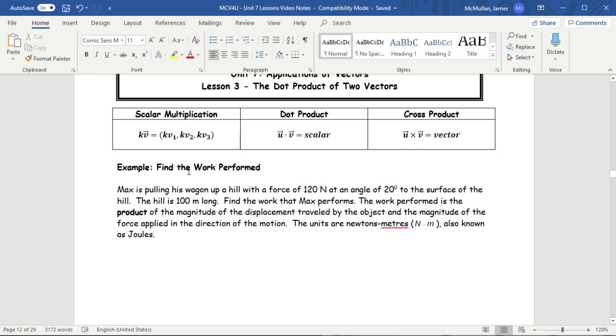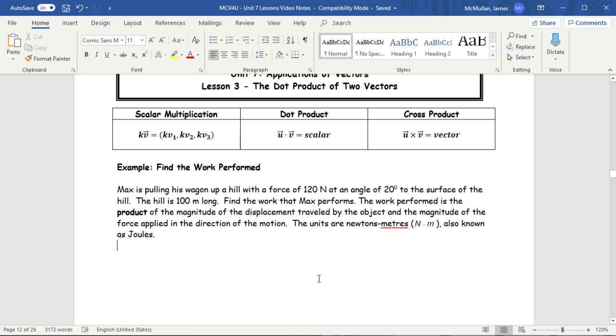Now, work is a quantity from physics that talks about how much energy was done in order to act with some force over some distance. So it says Max is pulling his wagon up a hill with a force of 120 newtons at an angle of 20 degrees to the surface of the hill. The hill is 100 meters long. Find the work that he performs. The work performed is the product of the magnitude of the displacement traveled by the object and the magnitude of the force applied in the direction of the motion.